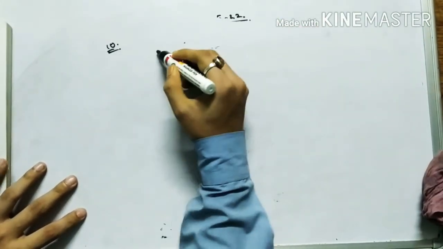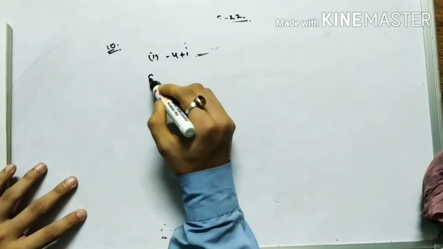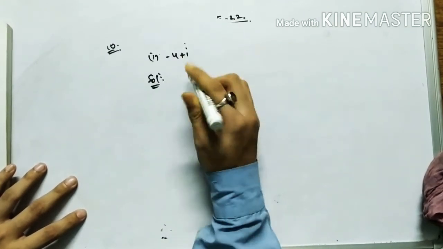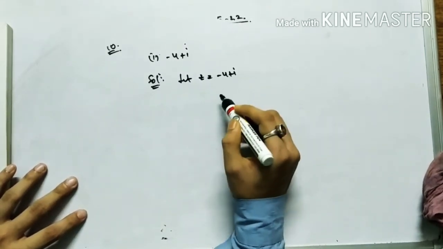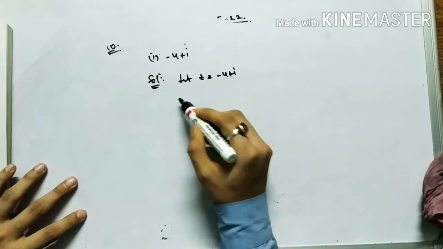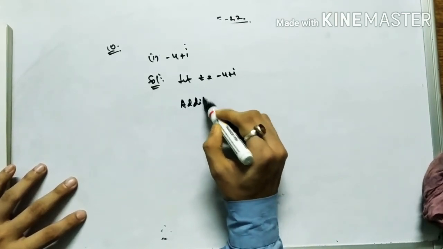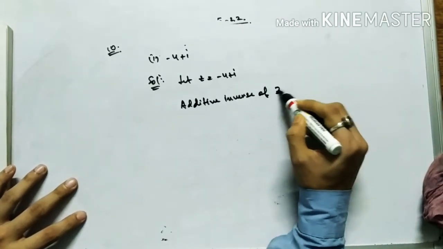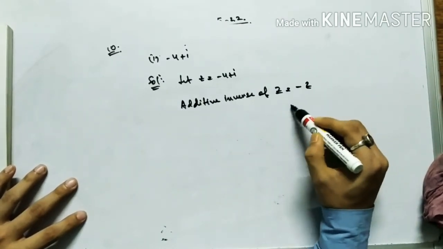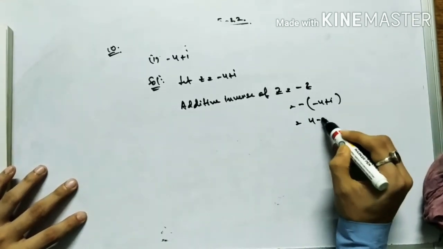Question number 10: find the additive and multiplicative inverse of the complex number minus 4 plus i. In my solution, let z equal minus 4 plus i. The additive inverse of z is equal to minus z. So this will be minus of minus 4 plus i, which is 4 minus i.